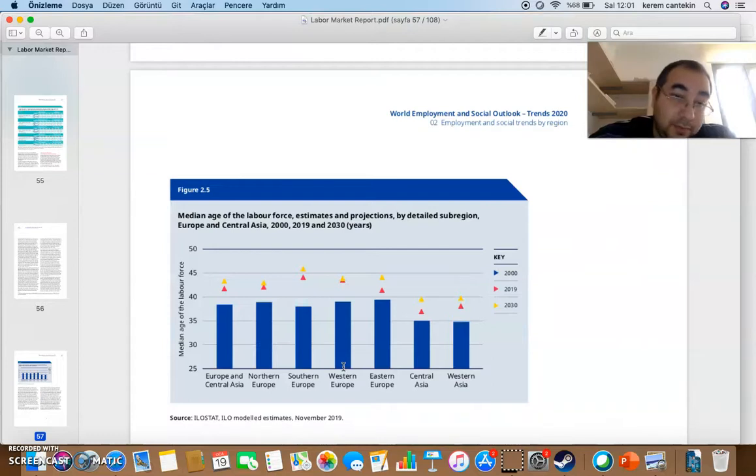This is an interesting graph. It shows you the median age of the labor force, and throughout different years, this one is the estimation. You can see that the median age of the labor force in most places is increasing, but it is lowest in Western Asia, that's Middle Eastern countries included, and Central Asia. Europe usually presents a place where the age is highest and expected to be even higher. Southern Europe, especially, like Italy, for example.